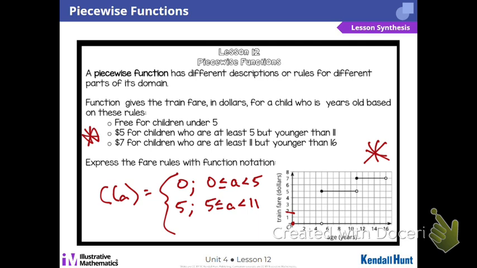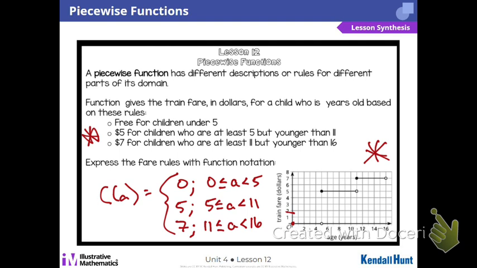Okay, what's the last output for these children? $7 is the output for 11 to 16. If you're 11, it works, so age is greater than or equal to 11. 11 works. Does 16 work? No, so it has to be under 16.